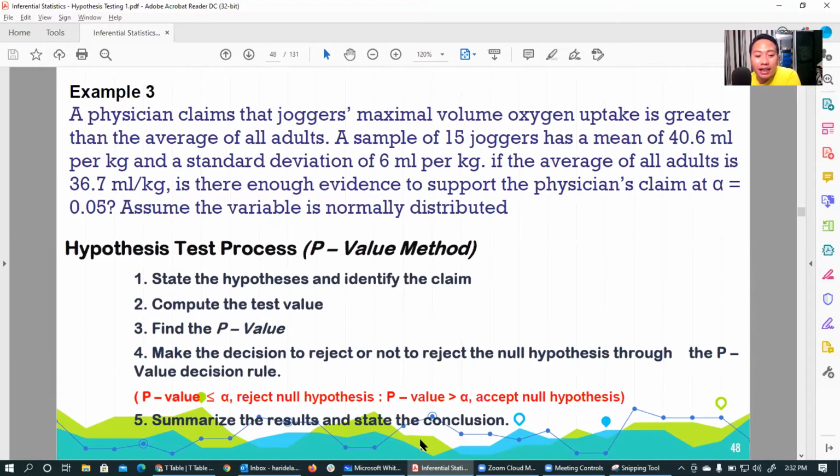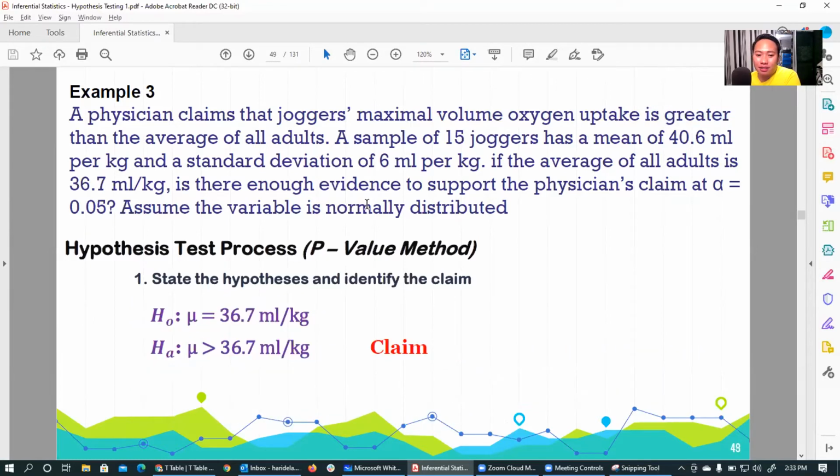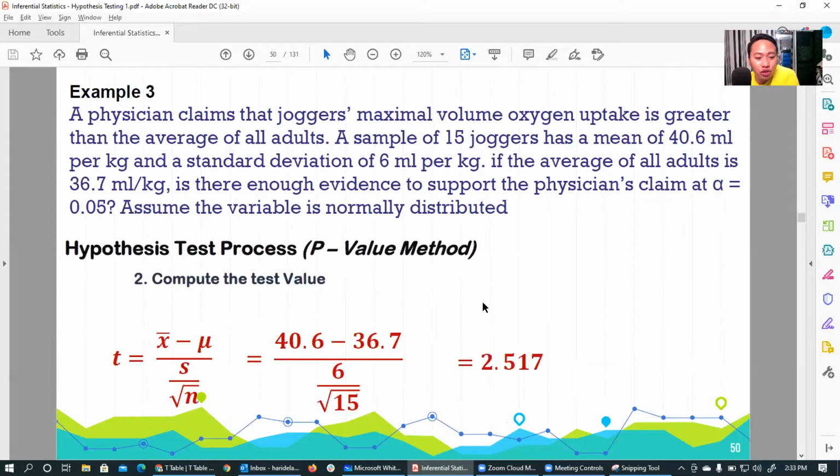Okay? So state the null hypothesis and identify the claim. So the null hypothesis would be equal to 36.7, and the alternative hypothesis will be greater than 36.7 because of what we have here, and the claim is the null hypothesis. So here are your hypotheses, the null and the alternative. Questions so far, none? Okay, so let's proceed to step 2.